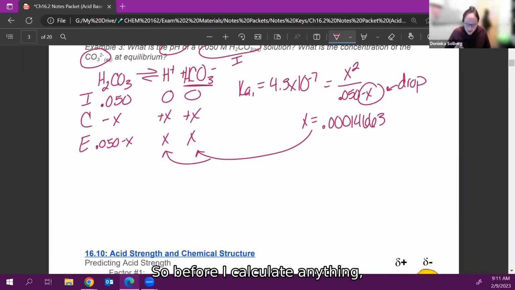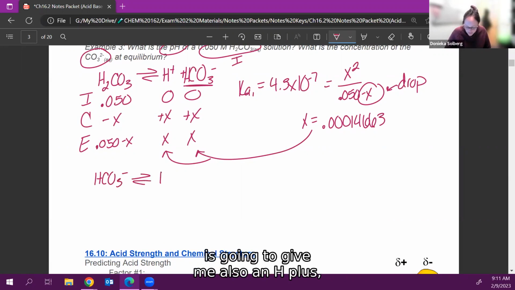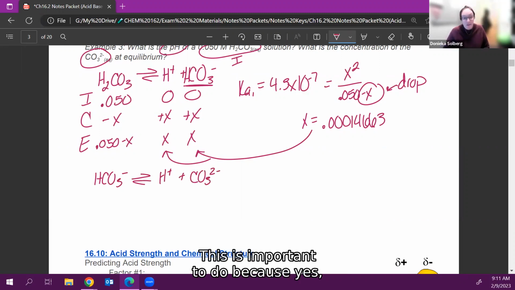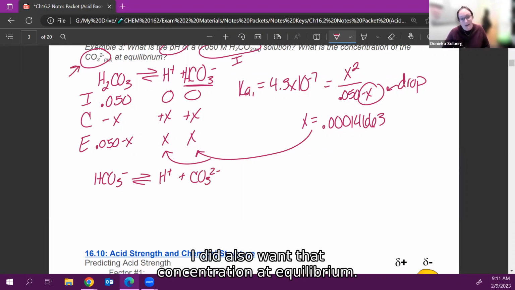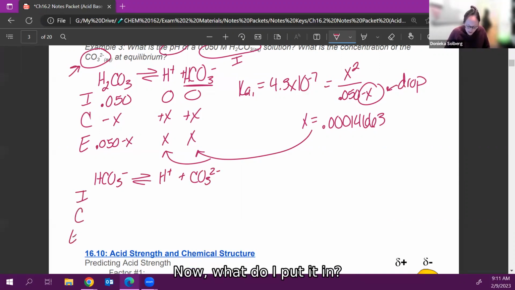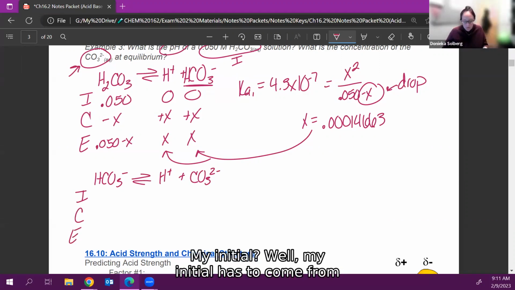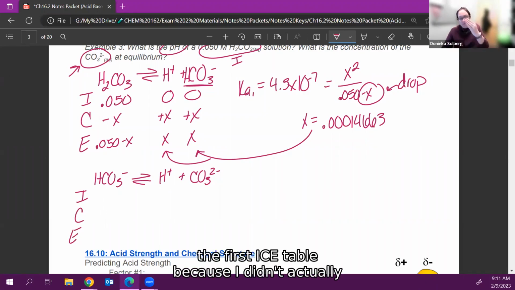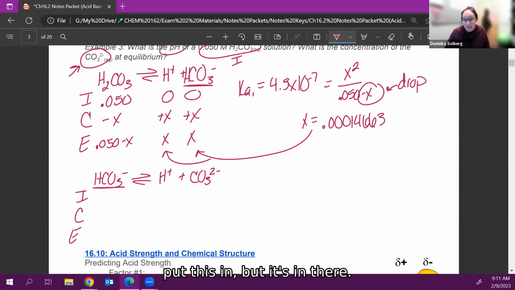Before I calculate anything, that HCO3 minus is going to give me also an H plus, and now I'm down to CO3 2 minus. This is important to do because, yes, I did also want that concentration at equilibrium. So got ICE here. Now, what do I put in my initial? Well, my initial has to come from the first ICE table because I didn't actually put this in, but it's in there.